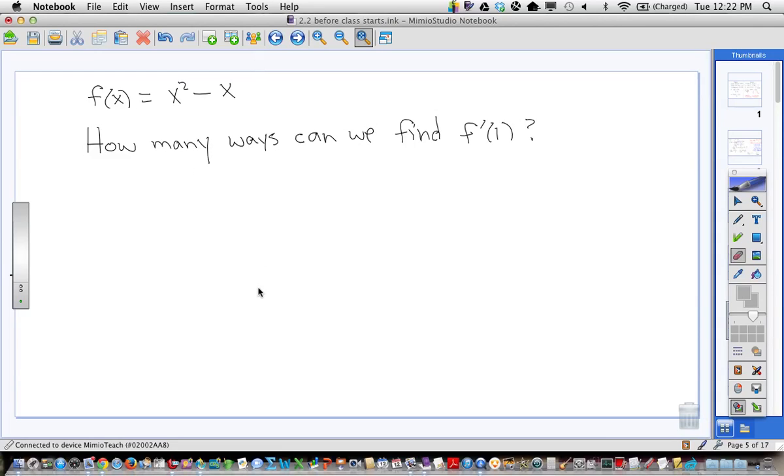All right, what's one? The new thing we learned yesterday. The definition of the derivative, right? Okay. What else? Zooming. Meaning what? Graph it.